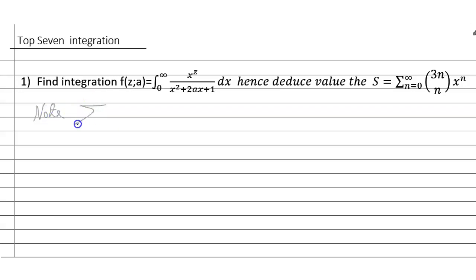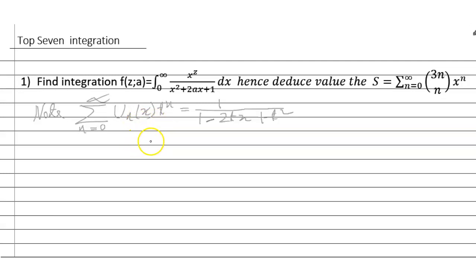Note, summation n equals 0 to infinity U n(x) t to the power n equals 1 divided by 1 minus 2tx plus t square. So friends, this is the U n(x) t to the power n.